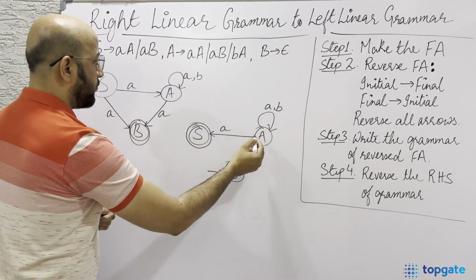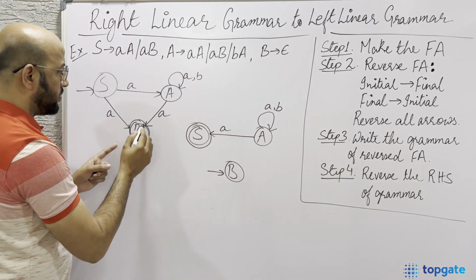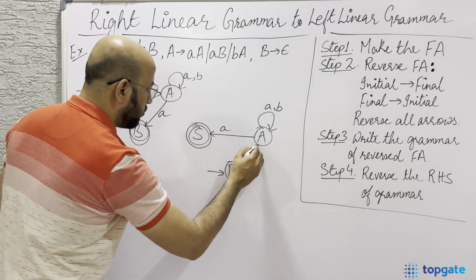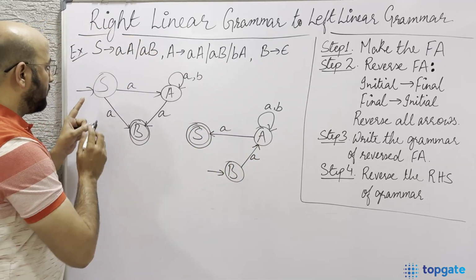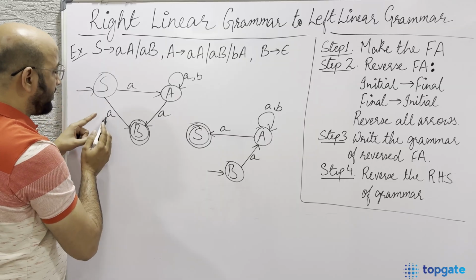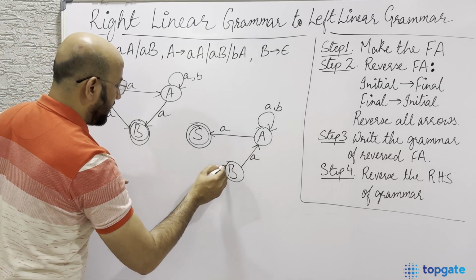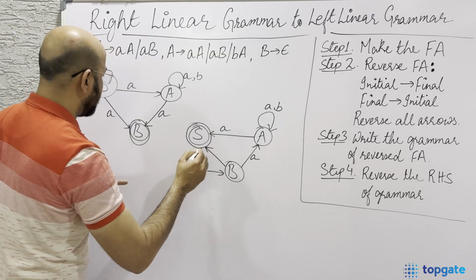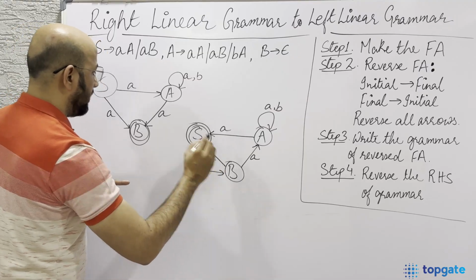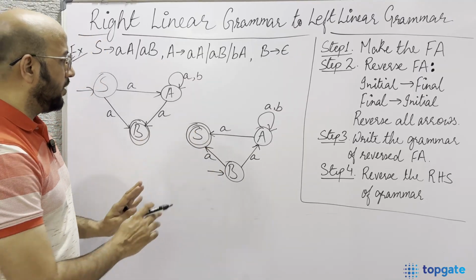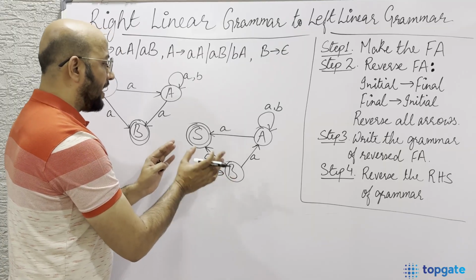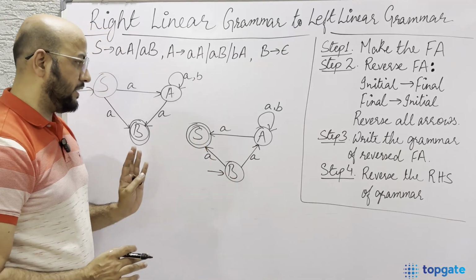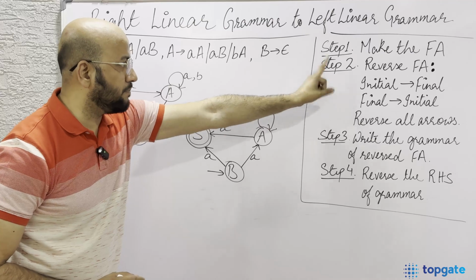Clear? Now from A to B, it was with A. Now it will be B to A with input alphabet A. Earlier it was S to B with input alphabet A. Now it will be B to S with input alphabet A. So now this is complete. All the arrows are reversed. Initial state changed to the final state, and the final state changed to the initial state. So now my step 2 is complete.